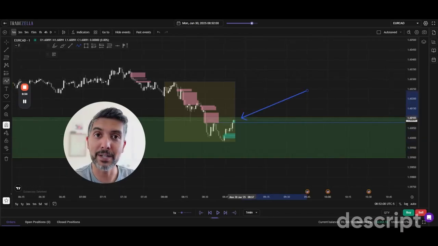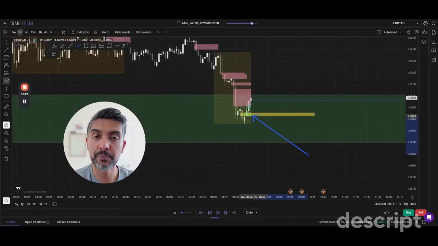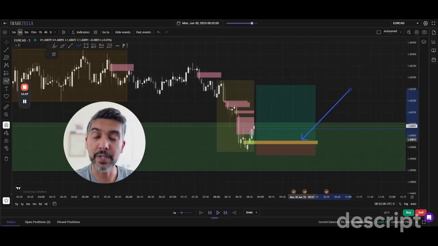A few minutes later, buyers step up aggressively and close above the identified supply zone. That's my confirmation to go long. On the 3-minute chart, we can see that this bullish displacement leaves an inverted fair value gap marked up here by the yellow box. That becomes my entry zone. I place my entry at the inverted fair value gap and my stops right below the lows.